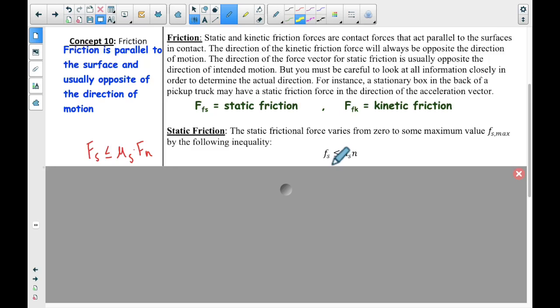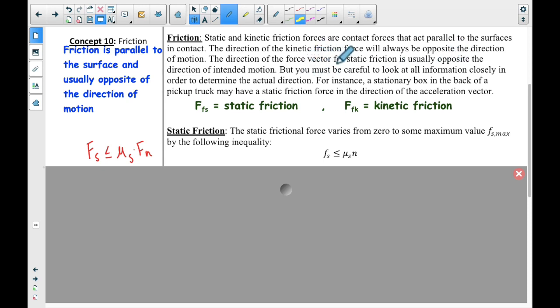Hi everybody, this video today is going to talk about friction. So let's just take a minute to read through the definition here. Static and kinetic friction forces are contact forces that act parallel to the surfaces in contact. The direction of the kinetic force will always be opposite the direction of motion.